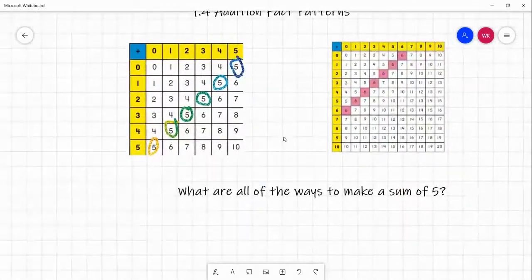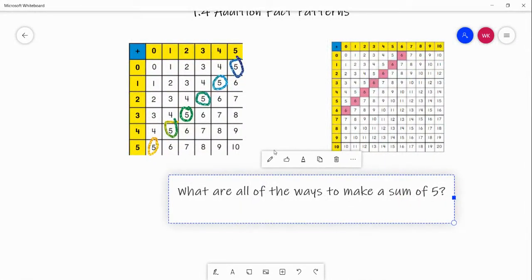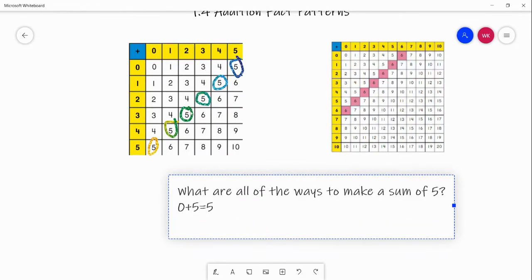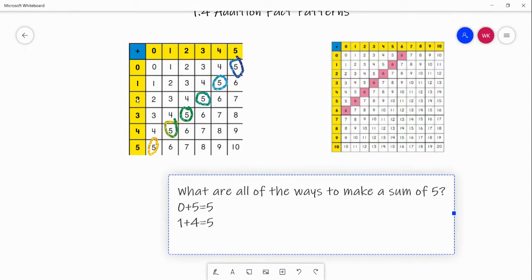All right, what are all the ways? Okay, so we're going to start up here. We have 0 plus 5 equals 5. So I'm going to write that down. 0 plus 5 equals 5. All right, let's go to our next one. 1 plus 4 equals 5. Go to our next one. 2 plus 3 equals 5. Next one, 3 plus 2 equals 5.